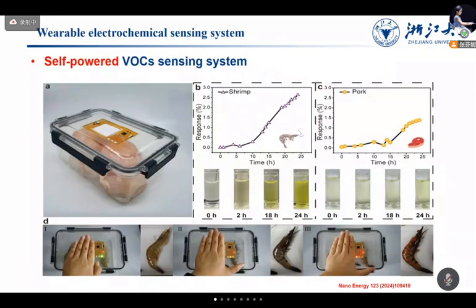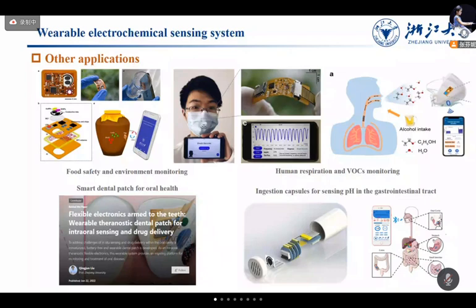This is when we integrate the gas sensors with this self-powered system, we achieve the monitoring. Okay. These are some other applications we have been working on, using these wearable devices to monitor food, for environment monitoring, and also for breath monitoring. Okay.